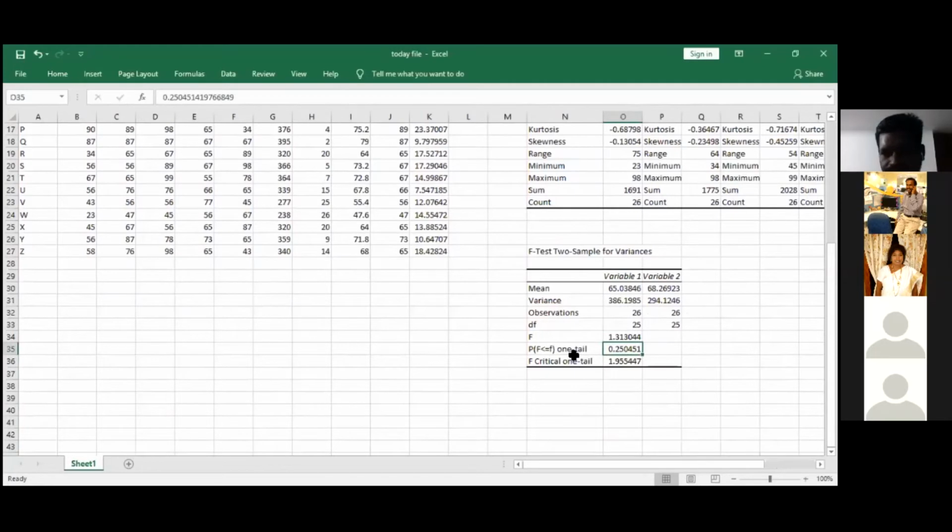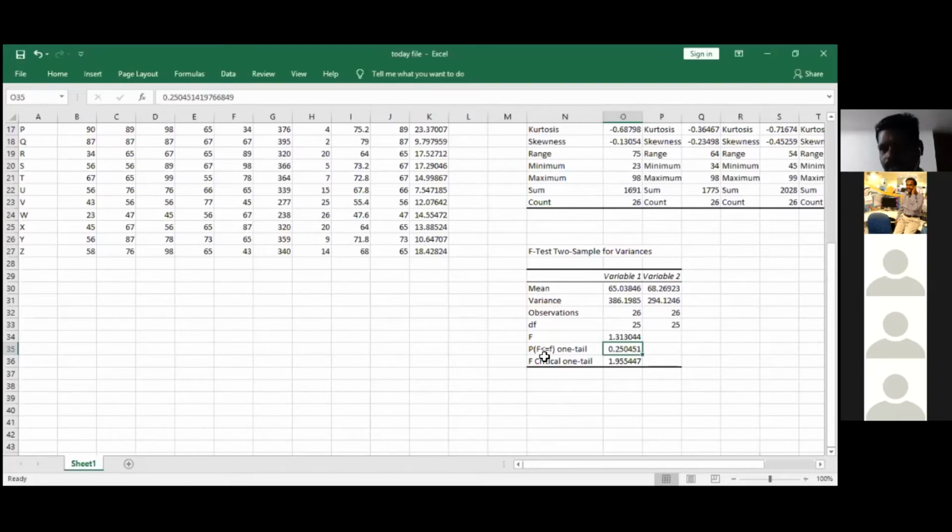So this is a one-tailed test, and the p value is one-tailed. So you refer to the F test table. If the p value is less than the table value, the hypothesis is rejected. Then if your p value is greater than the table value, it is not rejected.